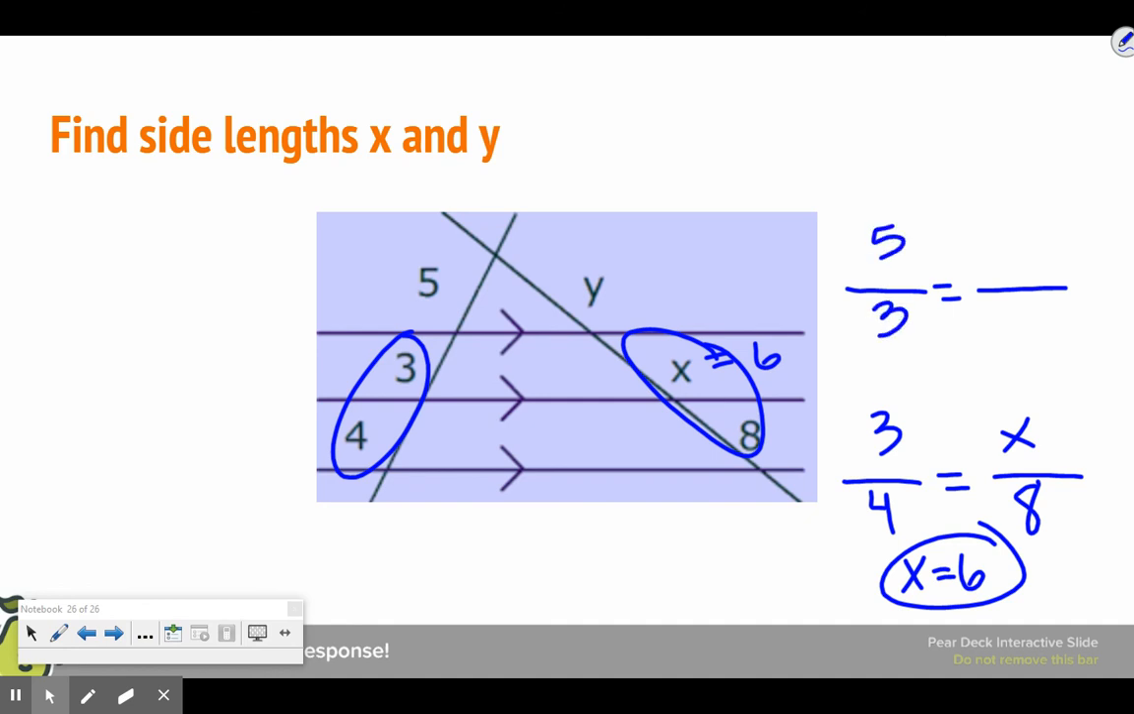So now I can use 6 to help me find y if I wanted to. So I could do 5 over 3, y over 6. And then cross multiply. 6 times 5 is 30 divided by 3. Y ends up being 10.